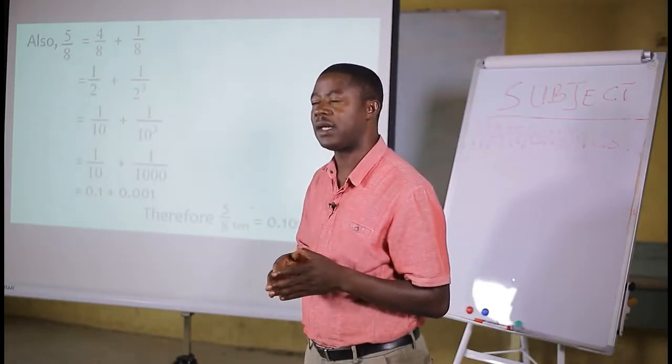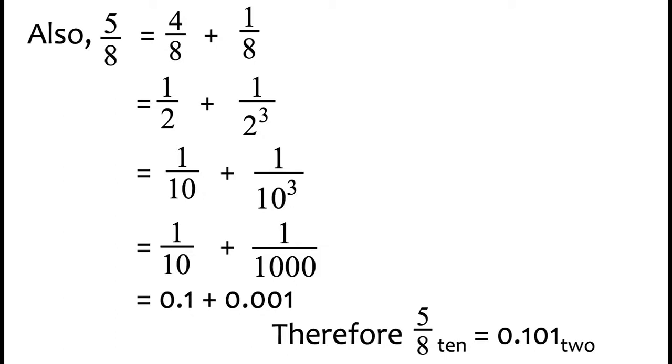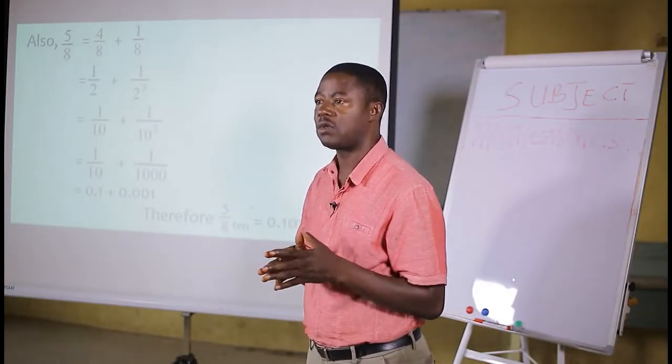Now we have to split 5/8 in multiples of 2 because we are converting it to binary. So 5/8 is the same thing as 4/8 plus 1/8. Now you break 8 in multiples of 2. 4 divided by 4 is 1, 8 divided by 4 is 2. So you have 1 over 2 plus 1 over 8, and 8 is equivalent to 2 raised to the power 3. 2 raised to the power 3 is 2 times 2 times 2. 2 times 2 is 4, 4 times 2 is 8. So instead of writing 8, we break it in terms of 2. Why are we doing so? Because we want to convert the number to binary.